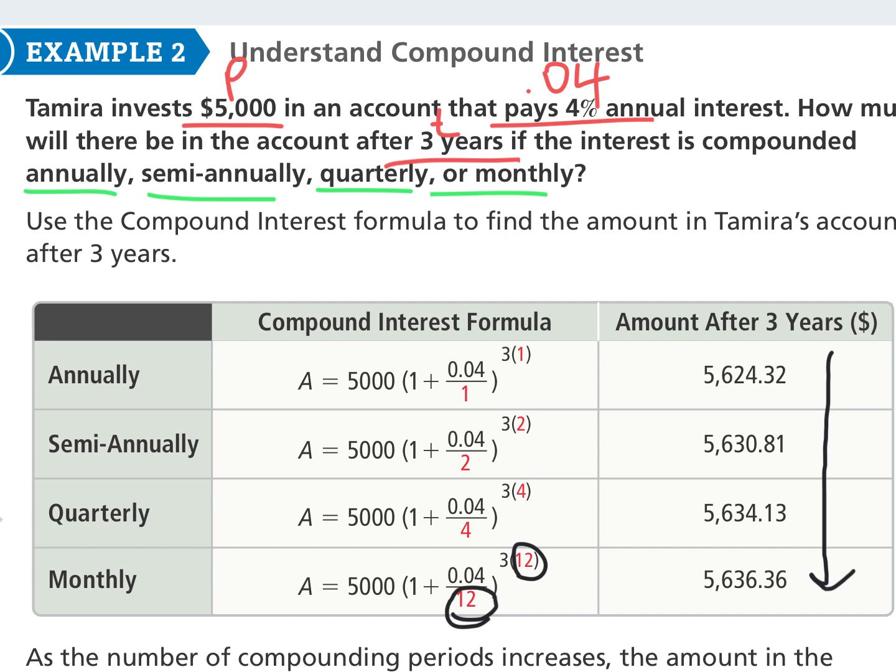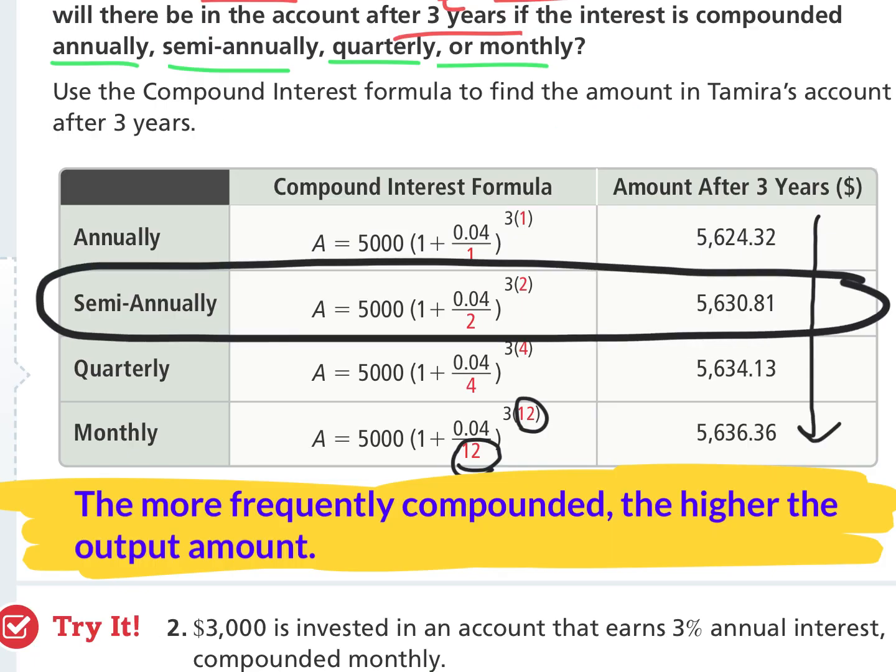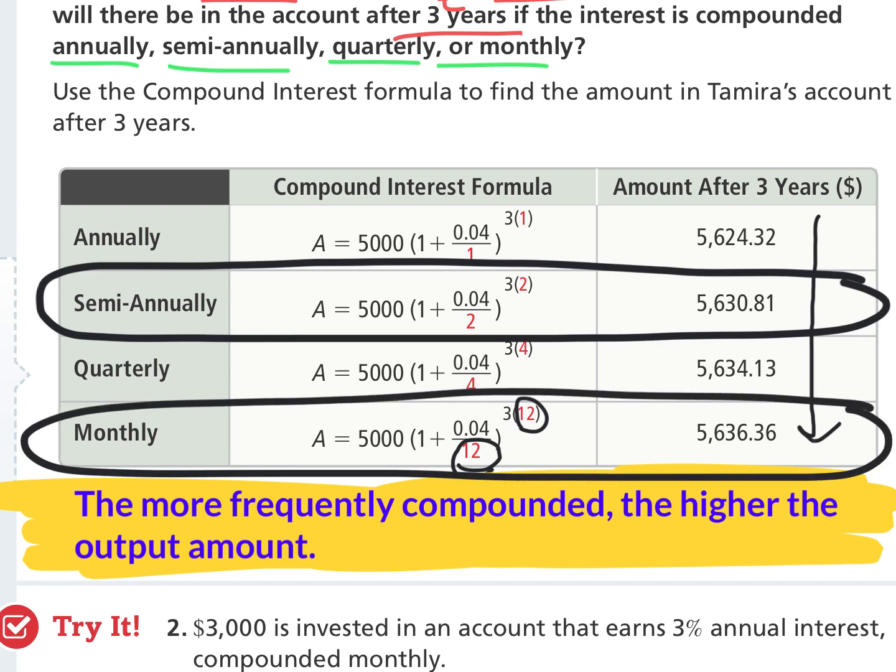But if they look at your account 12 times a year, they get to reevaluate and pay you that interest 12 times a year, which is then going to increase the amount that you have in your account. All right, so at the very least in your notes, I would maybe write down this second example of semi-annually, this last example of monthly, and then what is written in yellow and blue here, that the more frequently compounded, the higher the output amount.